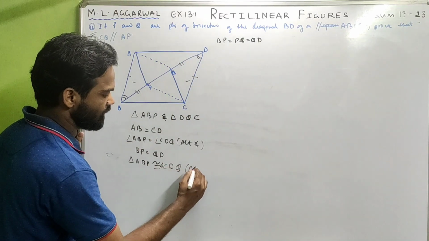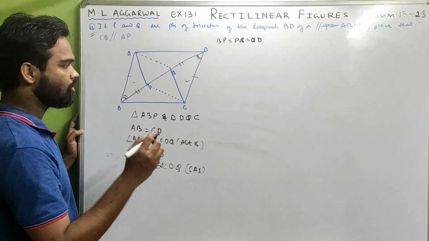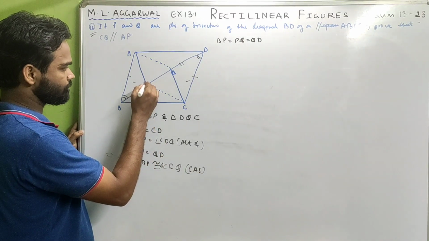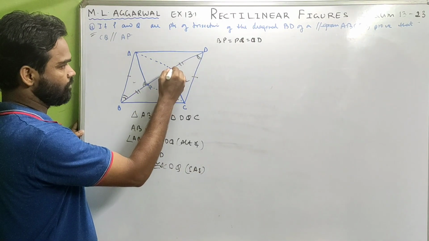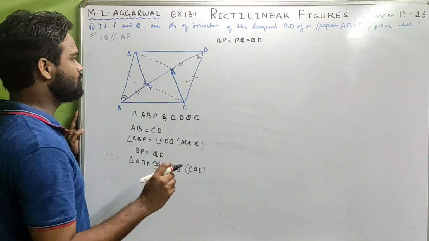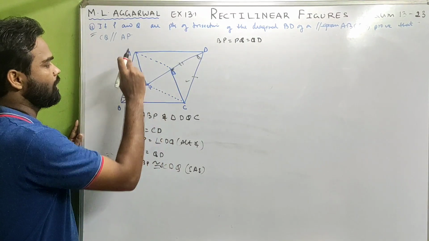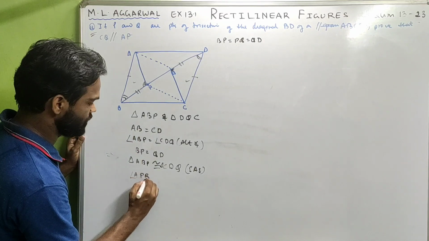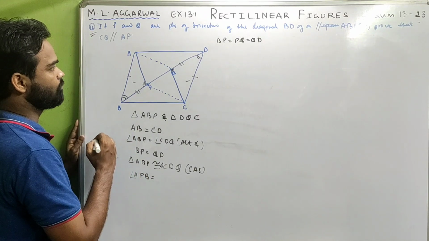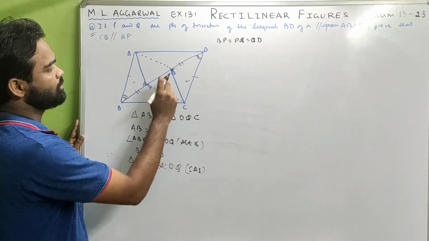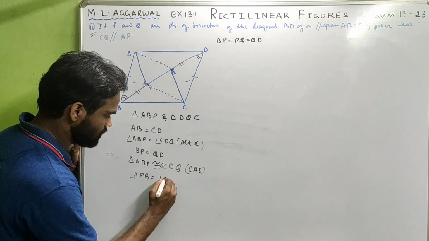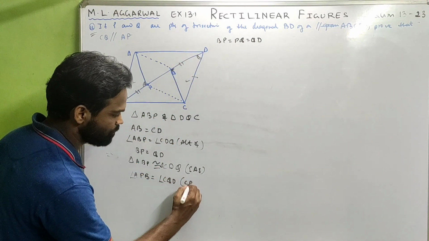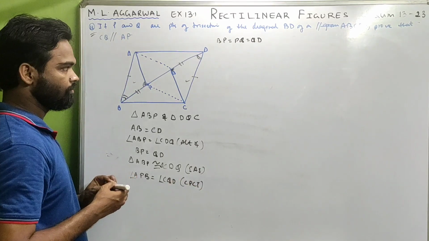Why? Side angle side. And once they are congruent, this angle will be equal, CPCT. So you can write angle APB is equal to angle CQD. Why? CPCT. So they are equal.